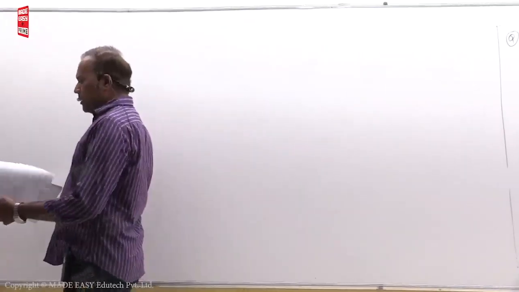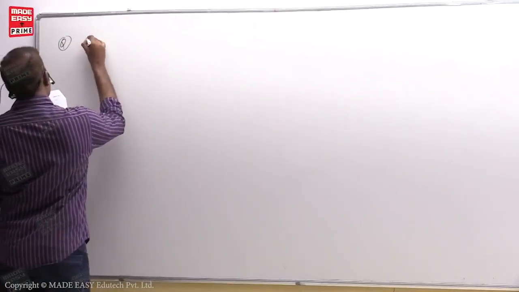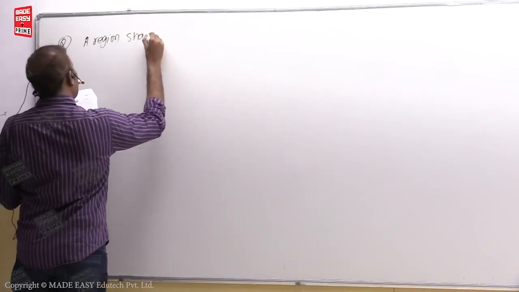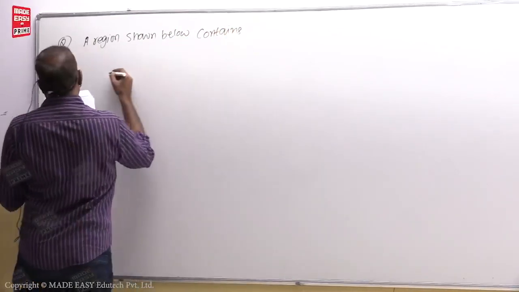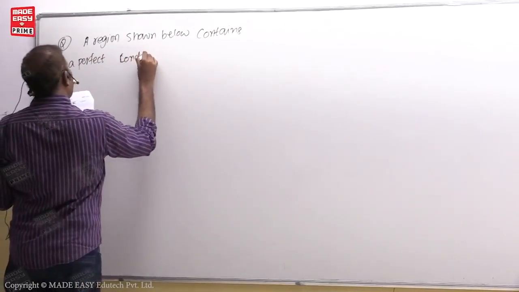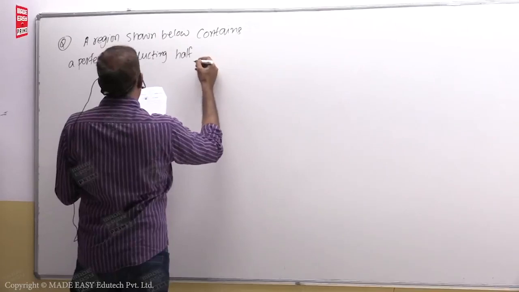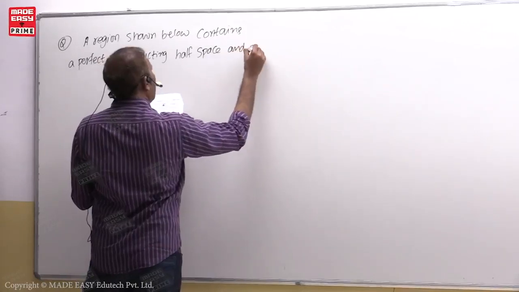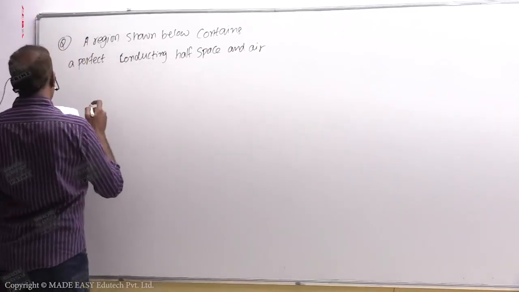Now, another question. The question is like this. A region shown below contains a perfect conducting medium of space and air. That means one side a conducting medium is there, the other side air is there.